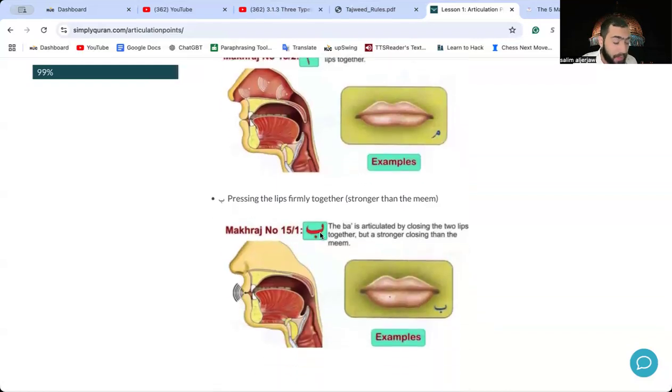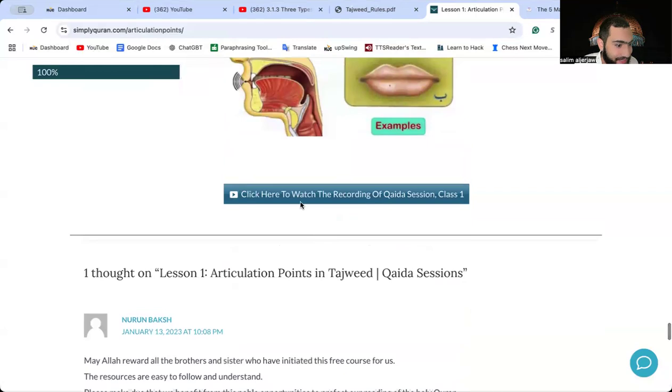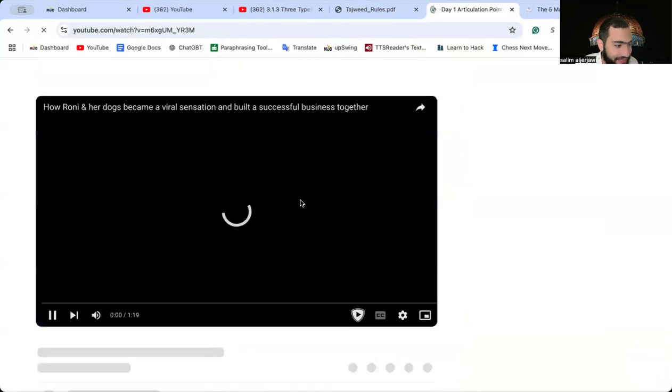Now, moving on to the Ba. Ba is basically the same as meem, but there is an explosion of the air that you push all of a sudden. Ba. Faster, stronger. Ba. That is Ba. That's it.